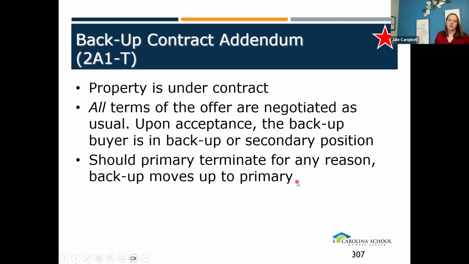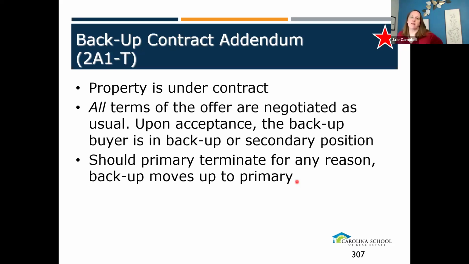And then the last one we're going to mention is the backup contract addendum. So you or we are already under contract and another offer comes in. Remind me, which offers do we present to our sellers? All. All of them. But what if you're already under contract and an offer comes in? Do you have to present that to your seller? Yes. An offer is an offer is an offer.